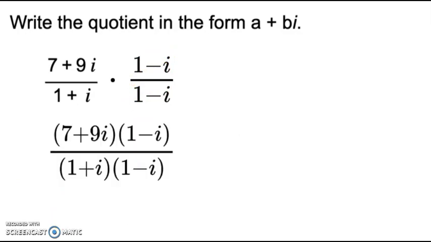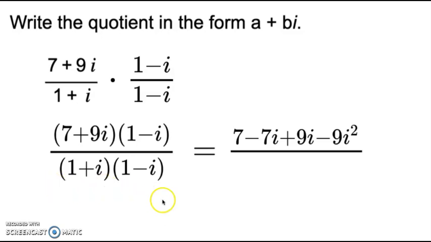Doing so leaves us with 2 pairs of binomials that have to be FOILed out. In the numerator, we have 7 times 1 is 7, 7 times negative i is negative 7i, 9i times 1 is 9i, and 9i times negative i is negative 9i squared.